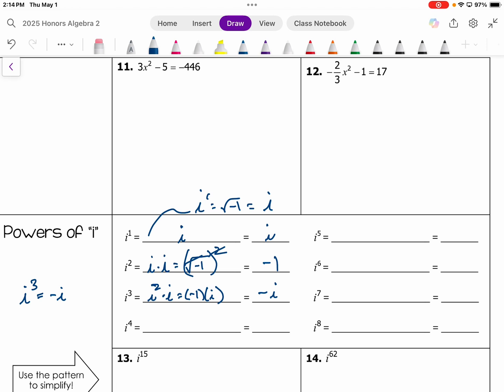I to the fourth power. Well, I can rewrite that as i squared times i squared. I did that because I know that i squared is technically negative 1. And then what's negative 1 times negative 1? Yeah, it's a positive 1.